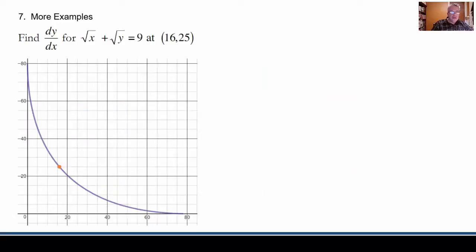All right. Thanks for hanging in there. We have one more example. This one has square roots. So we'll use kind of a previous work we did on earlier pages. The derivative of square root of x, well, we know that to be 1 over 2 square root of x. We did that earlier. Plus the square root of y.